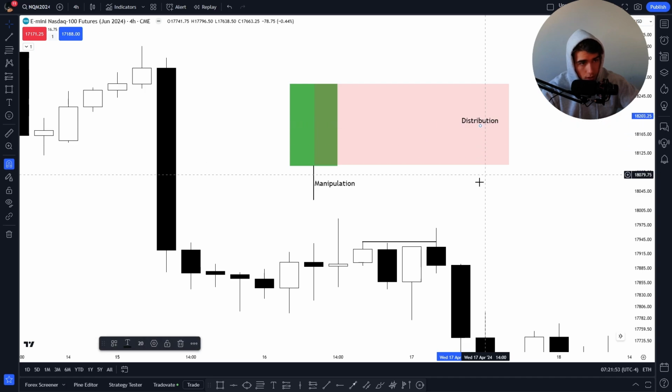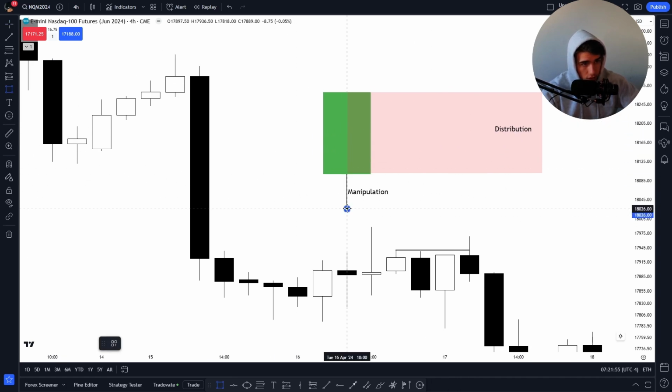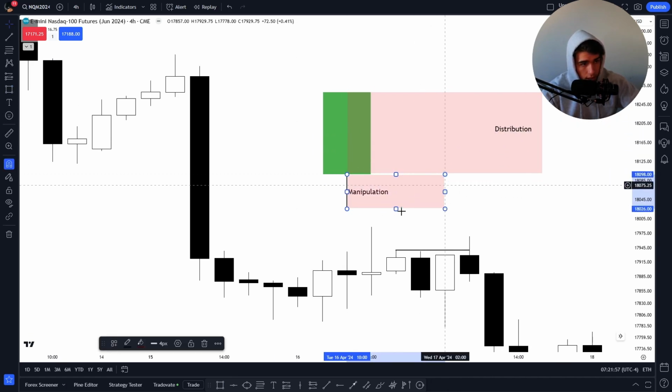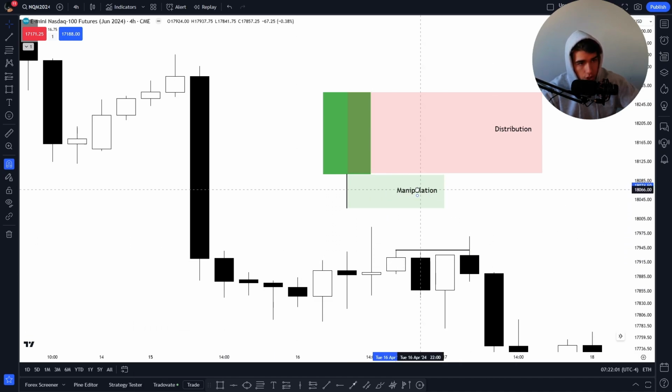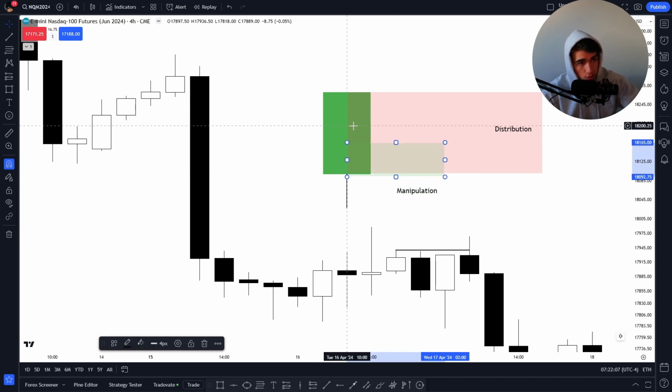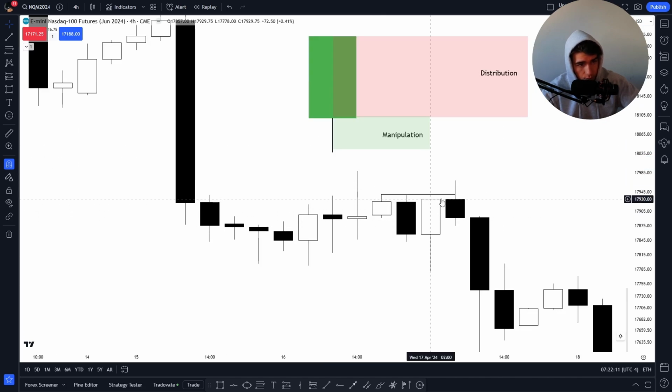Now, a lot of people do not know this, but that is exactly what the Silver-Bullet is, okay? He is looking at it from a 4-hour perspective, and he wants this right here, the manipulation move, to sweep liquidity when the new 4-hour candle opens, and then you trade the distribution, right? Just like we see with every candle here.